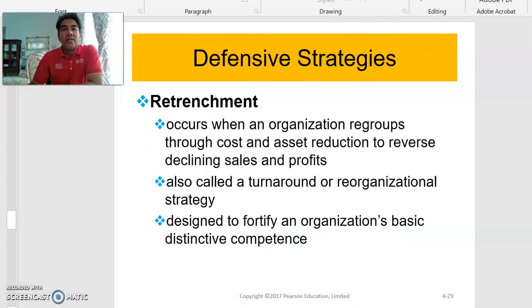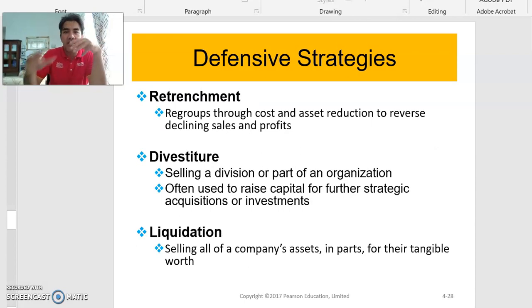Now we go into the last group of strategies that we call defensive strategy. There are three types of defensive strategy. The first one, retrenchment: regroup through cost and asset reduction to reverse declining sales and profit. Then divestiture: selling a division or part of an organization, often used to raise capital for further strategic acquisitions or investment. And then liquidation: selling all of a company's assets.